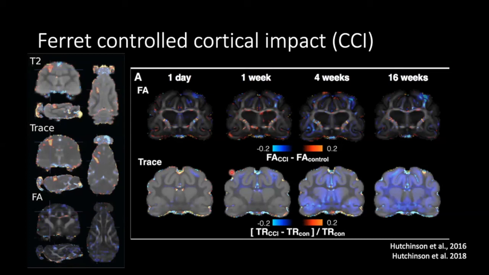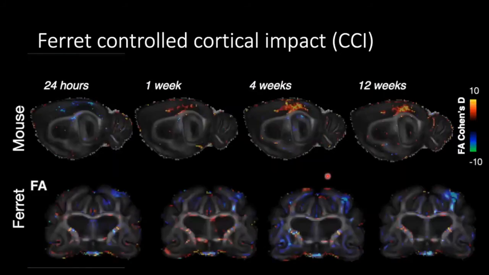The first is controlled cortical impact. And again, that's where you sort of make a cranial window and use an impactor to make a very, in this case, mild injury. There's no cavitation. And so what we found was an increase in fractional anisotropy that was most prominent during the chronic period, and changes in trace that also emerged with injury.